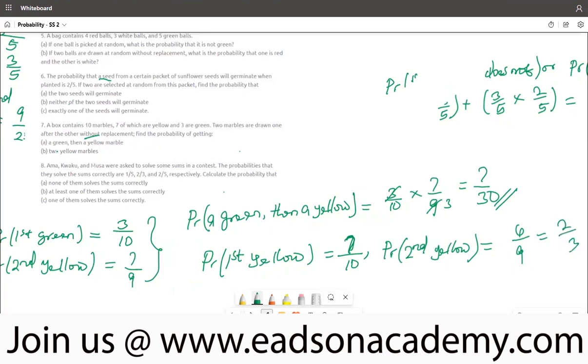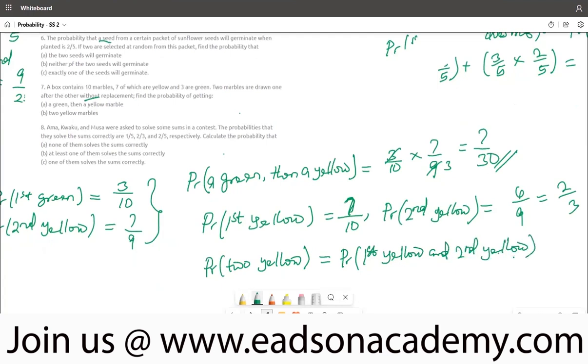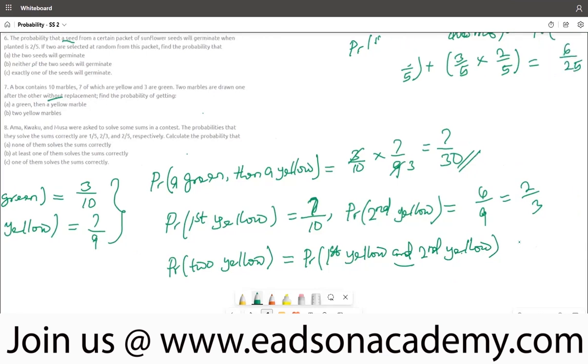So now the question says the probability of drawing 2 marbles, that is, the first and the second are both yellow. The probability of drawing 2 yellow marbles is equal to the probability that the first is yellow and the second is also yellow. Now, these are again independent events. Drawing the first one to be yellow does not in any way affect the second one to be yellow. And there is a marker there which is and. Whenever we see and, it's an indication that the events are independent events.